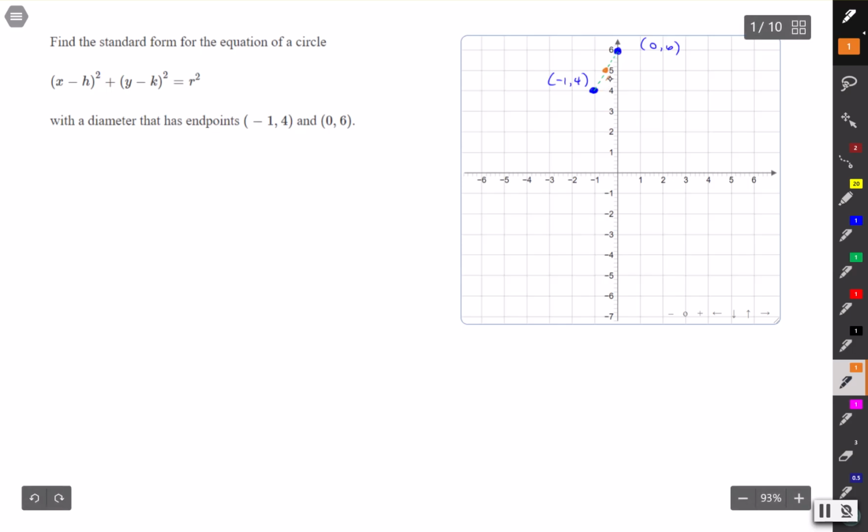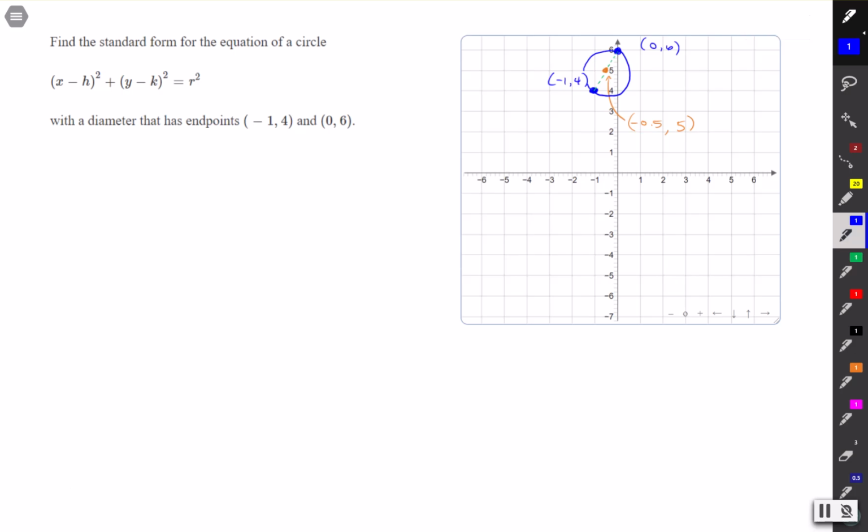That center looks to me like it would be at -0.5, or -1/2 if we want to write it that way, and 5. The circle itself would look something like this. But I don't think we need to actually see a picture of the circle. I'm just presenting visual cues, that's all.